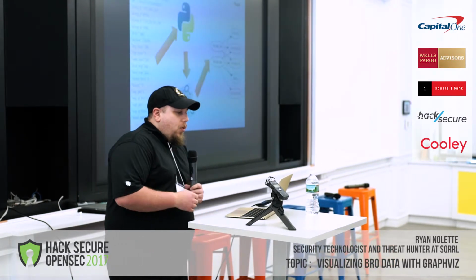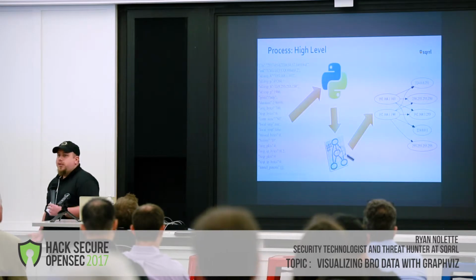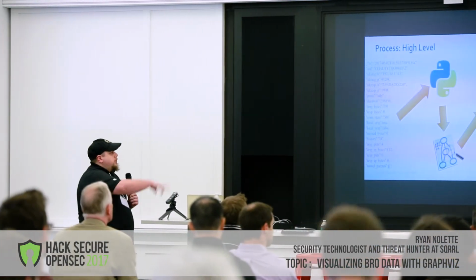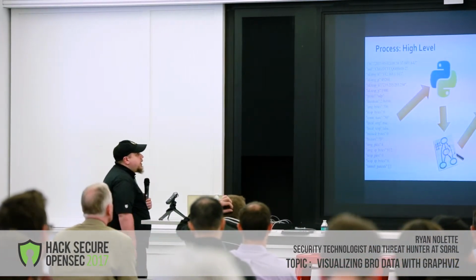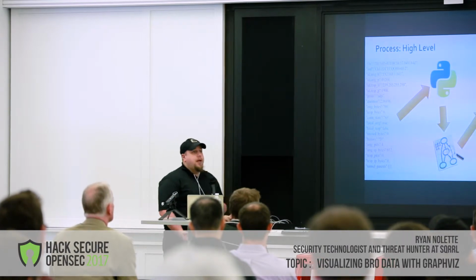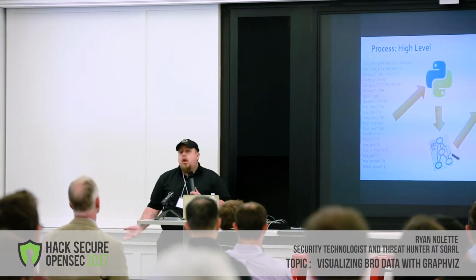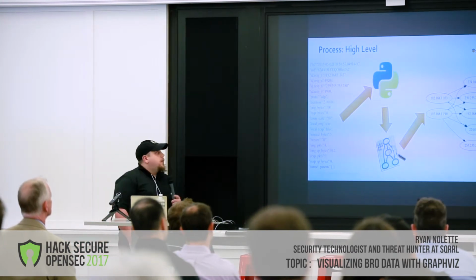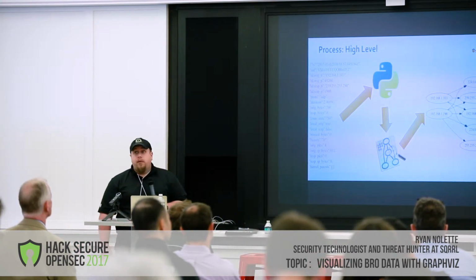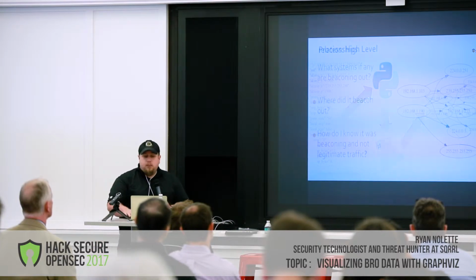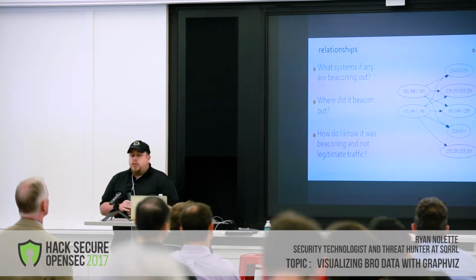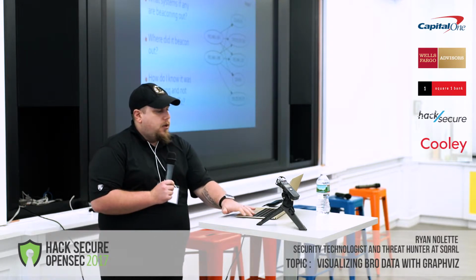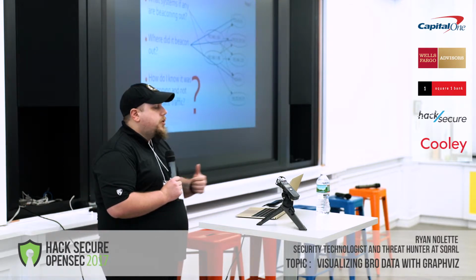So what I'm going to do is take one of those little JSON event lines, which expanded out gives me all these different fields. I'm going to toss it through my 10 lines of Python and output a Graphviz config file. And then from there, I'm going to create something that looks like this relationship graph. Right? What this allows me to do is answer those three questions. This tells me what systems are beaconing out.